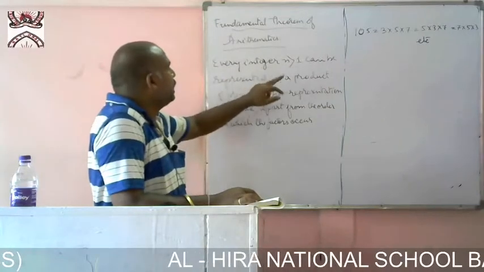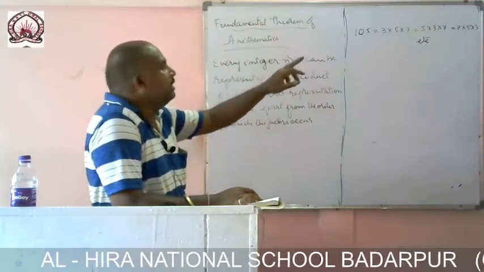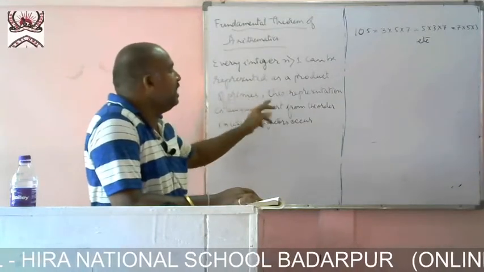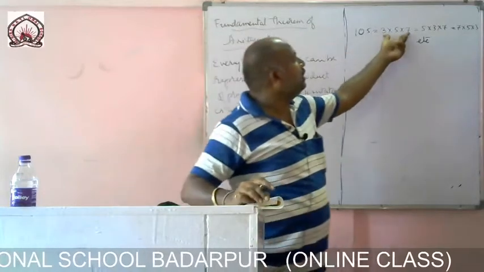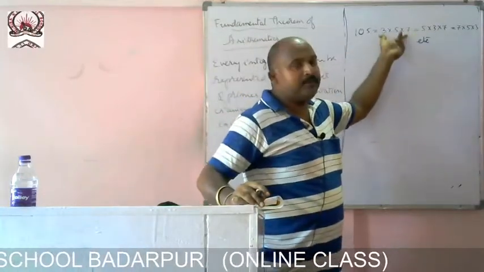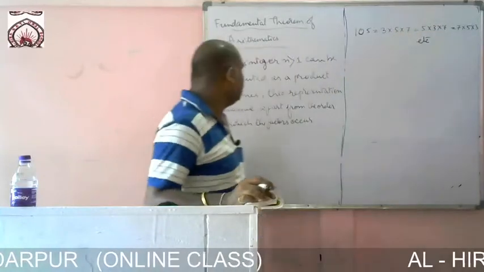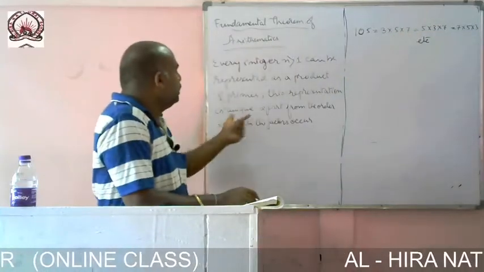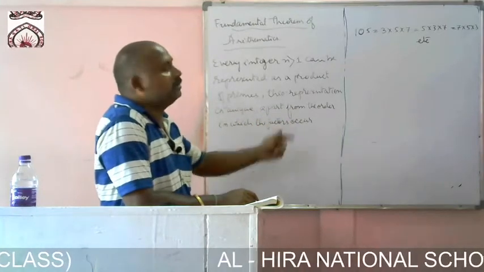According to this, every integer can be represented as the product of primes. Here 3, 5 and 7 are prime numbers, and this representation is unique. 3, 5, 7 is not the same as 5, 3, 7, so these are not similar. So this representation is unique apart from the order in which the factors occur.